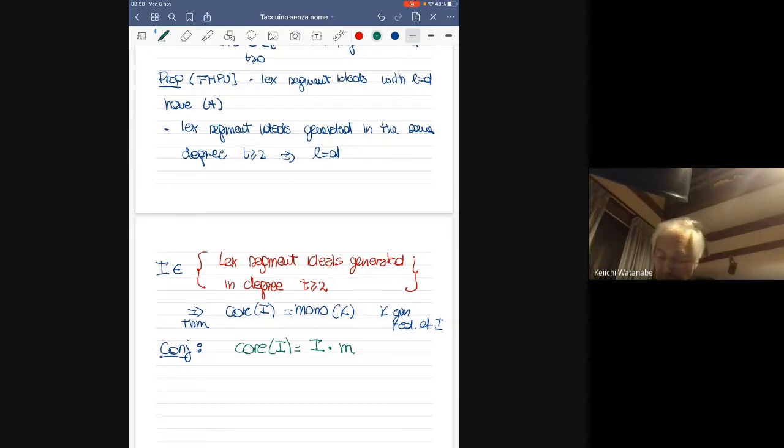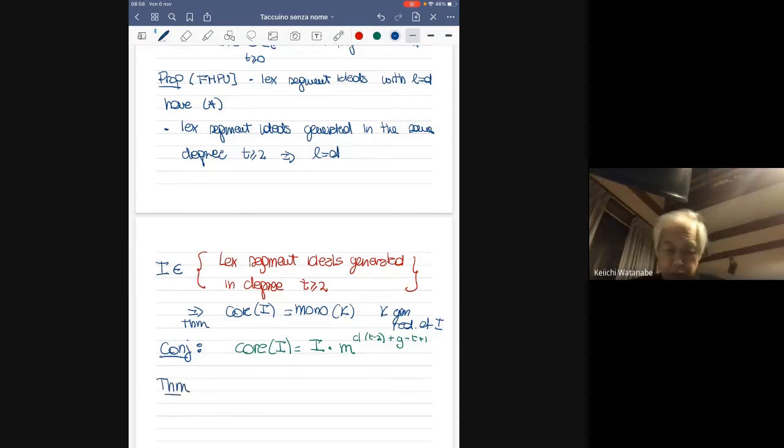The power is a little difficult, I write it: it is d times (t minus 2) plus g minus t plus 1, where g is the height of the ideal, t is the degree of the generator, and d is the dimension of the ring, okay? And now, what can we prove of this conjecture?